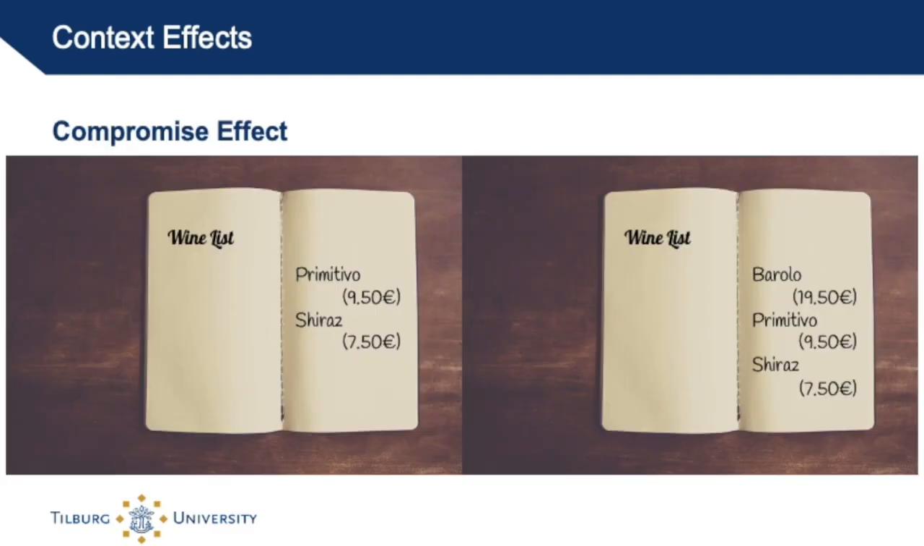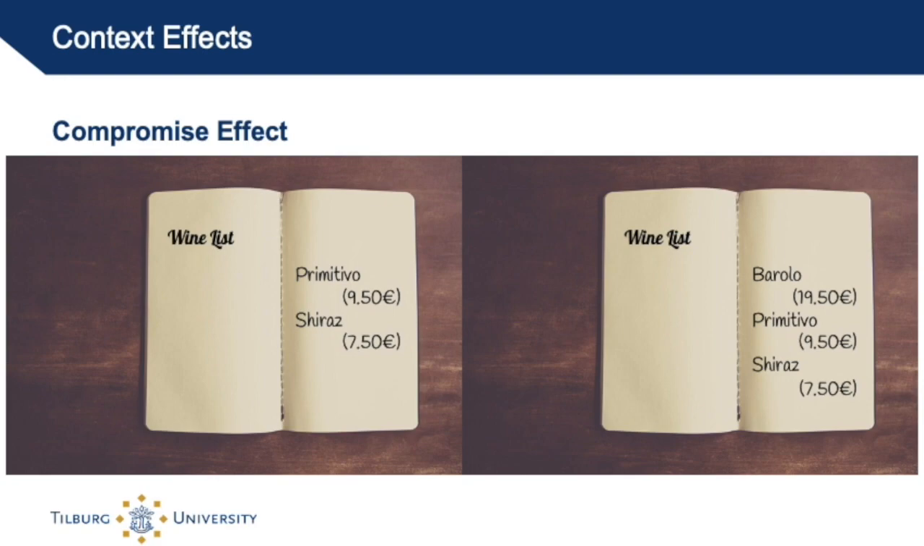Another version of the context effect is the so-called compromise effect. And this is actually an example that you might encounter in a restaurant. If you see a wine list like the one on the left, you can see two types of wine, a Primitivo that costs €9.50 and a Shiraz that costs €7.50. They're actually kind of close, so one tastes a bit better but is a bit more expensive, and the other one tastes a bit worse but is a bit less expensive, right? So if you trade off, then people will just choose what they prefer.